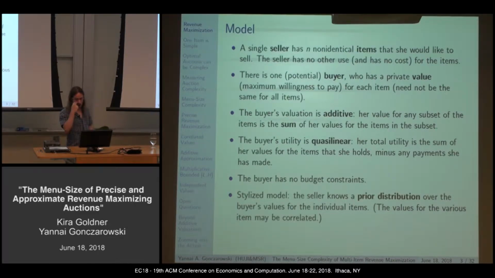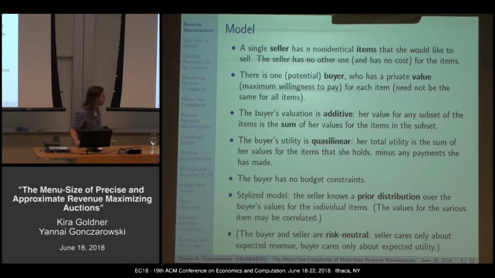And we're assuming that the seller knows some kind of prior distribution over the buyer's values for the individual items. It may be a correlated distribution, but maybe she knows that the pen is going to be worth $2 with probability half and $1 with probability half, and the clicker is going to be worth $3 or $5 with probabilities 2/3 and 1/3, and maybe there's some correlation. That's fine. We're going to see that when we define the mechanism later, but both the buyer and seller are risk neutral. They only care about expectations. The seller is going to care about expected revenue. The buyer is going to care about expected utility. They don't care about variance and stuff like that.